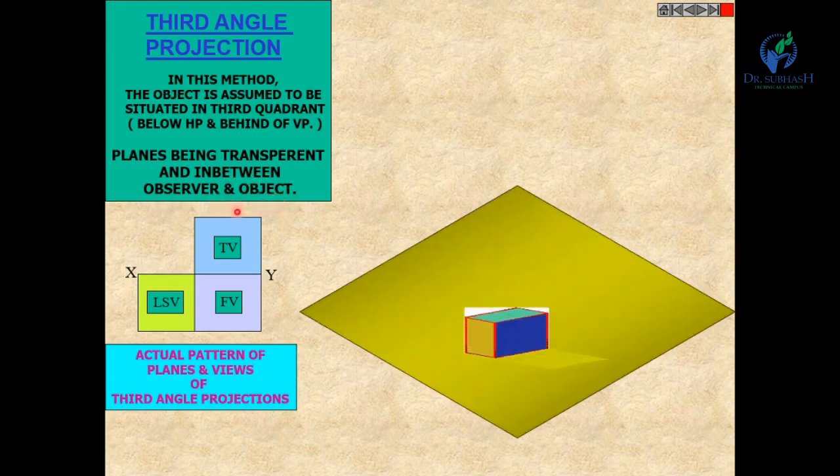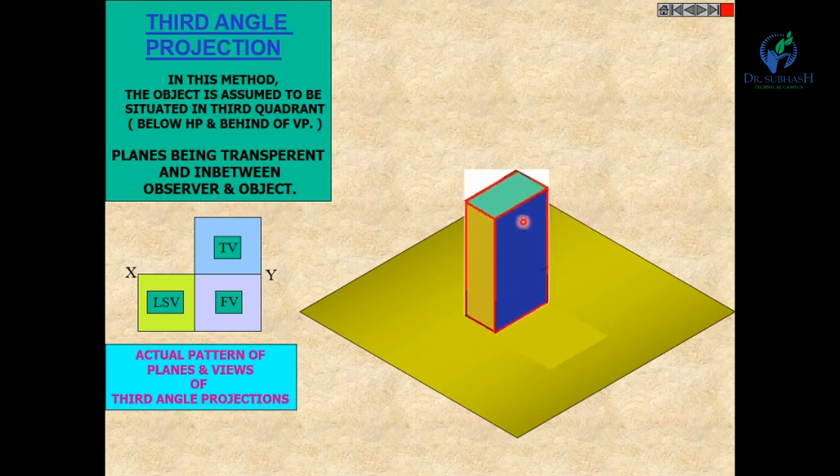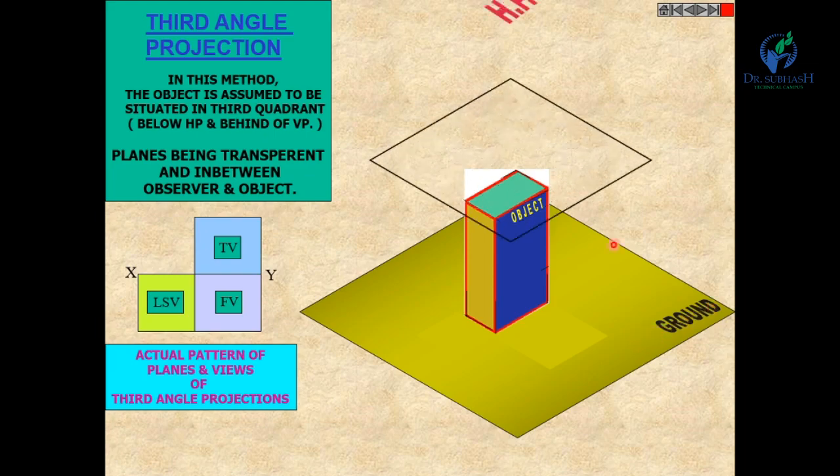See how our object is there, and this is the ground. This is the ground, and this plane is the horizontal plane. You can see this is the position of the observer. The object is here, so the plane is in between the observer and the object.